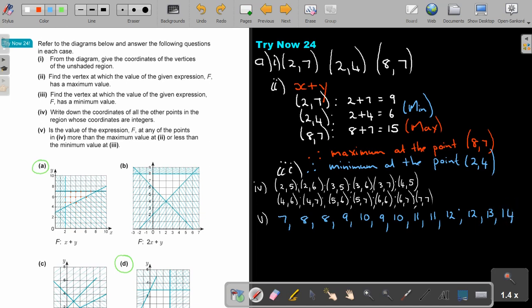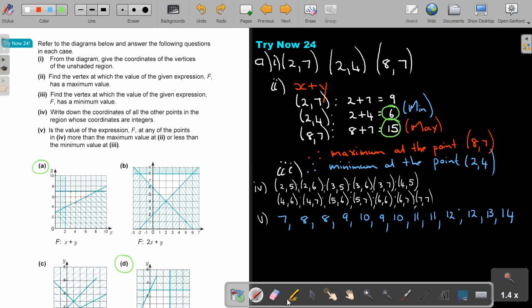Okay, but now, what was the maximum point? 15. So was there any one 15? No. What was the minimum? The minimum point was 6. Was any of them? No. So this exercise is just actually to show you that the extreme values, the lowest and the highest, will always be at the vertices. Okay, and that's that.